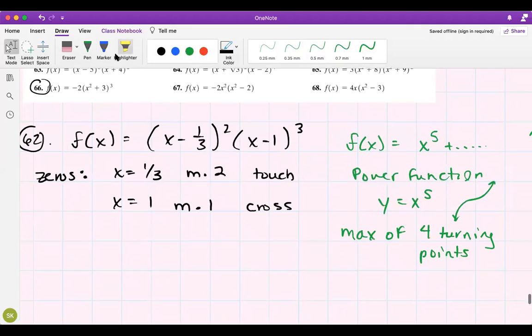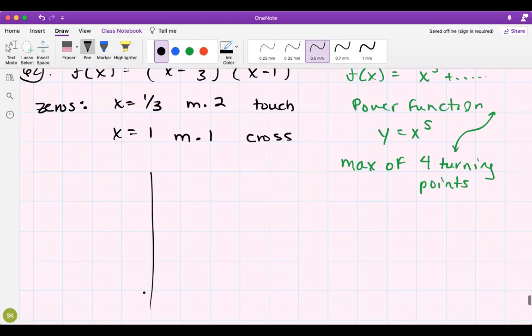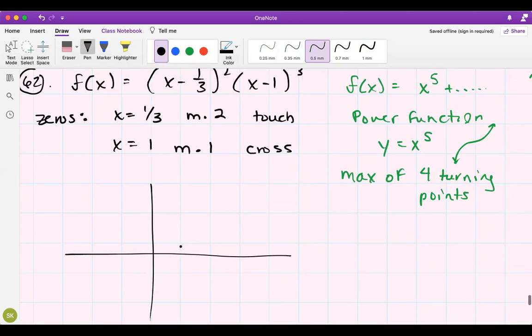Okay, so let's try to give an idea of the sketch of the graph. So we're going through 1/3. So here is 1/3. Let's put 1 about right here. So this is 1. We're going to put 2 dots here.